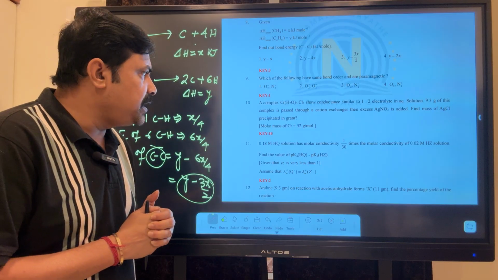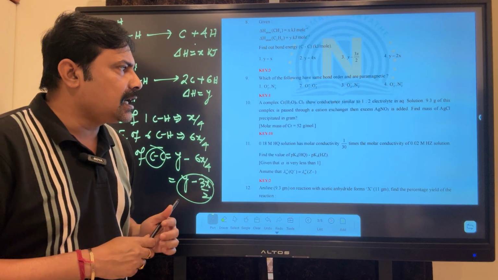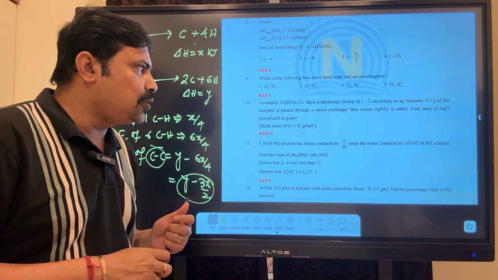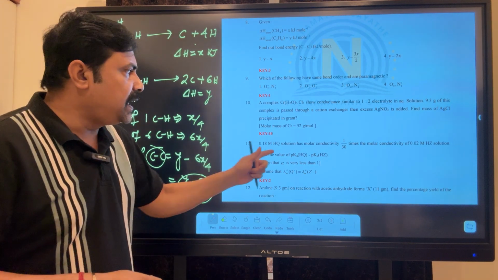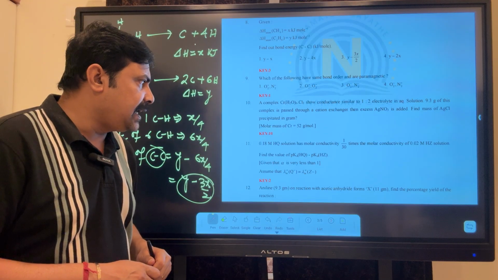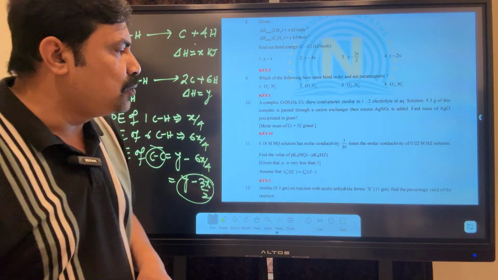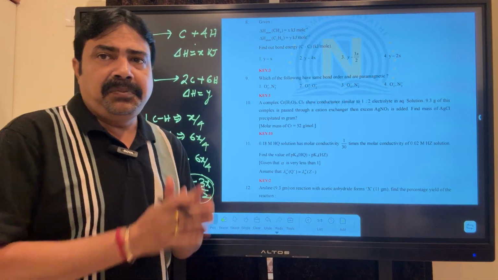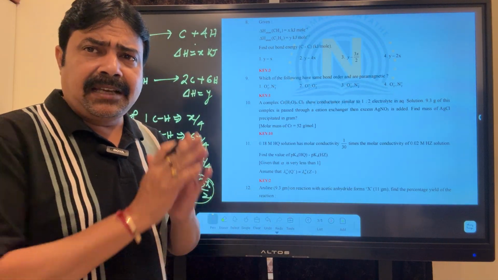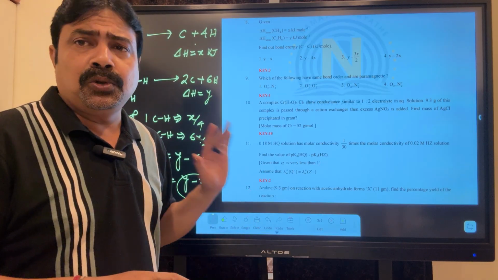0.18 moles of HQ solution has a molar conductivity 1/30 times the molar conductivity of 0.02 moles of HZ solution. Find the value of pK of HQ minus pK of HZ. Alpha is less than 1 and the molar conductivity at infinite dilution of Q minus and Z minus are the same. That means at infinite dilution, whatever molar conductivity there is will be the same for both species.